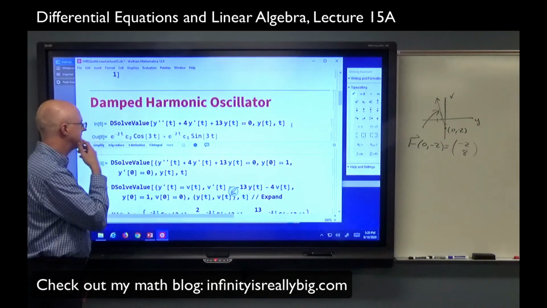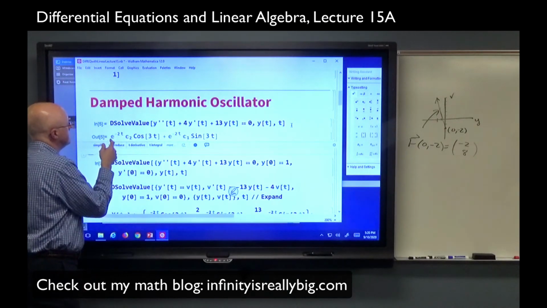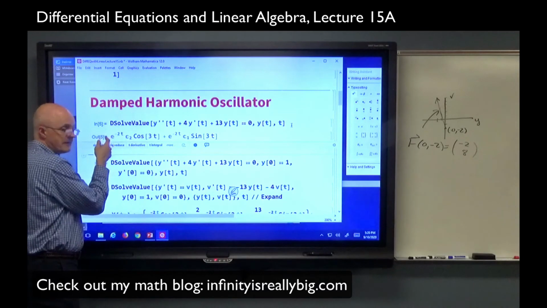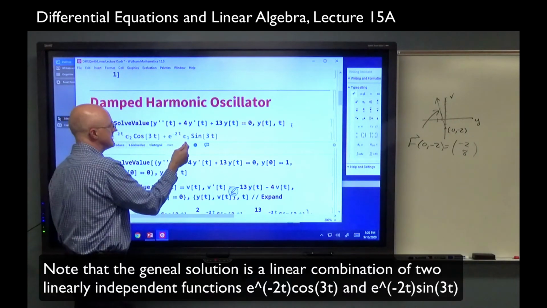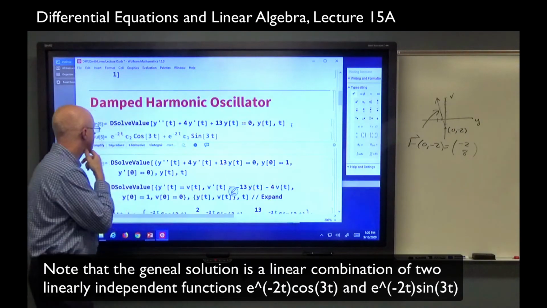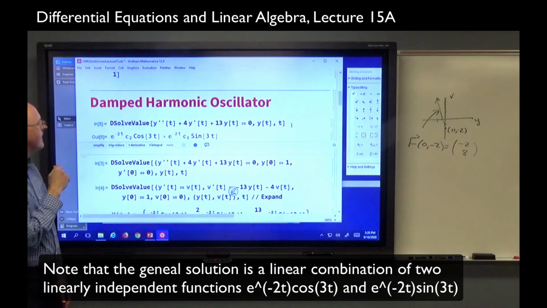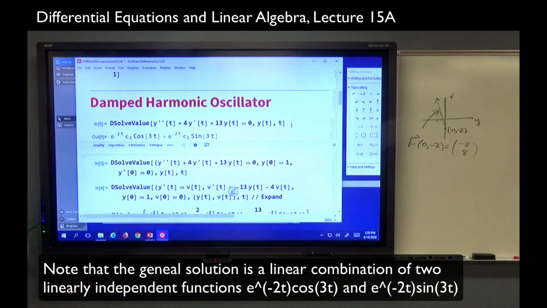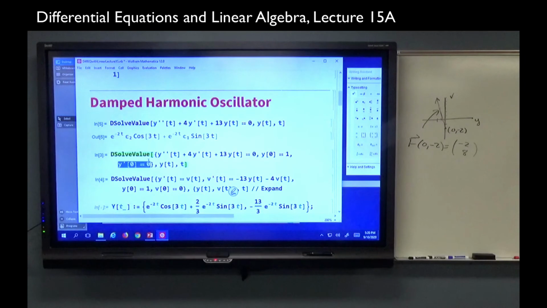Switched around the roles of C1 and C2. I don't know why I did that, but it's not a big deal. e to the negative 2t, C2, we would probably put the C2 in front, cos 3t plus e to the negative 2t, C1 sine 3t. e to the negative 2t, I'm not sure if I said that right. That's a general solution. And based on initial conditions, like y of 0 equals 1, the initial position is 1, and y prime of 0 equals 0, we could solve for C1 and C2 by hand.